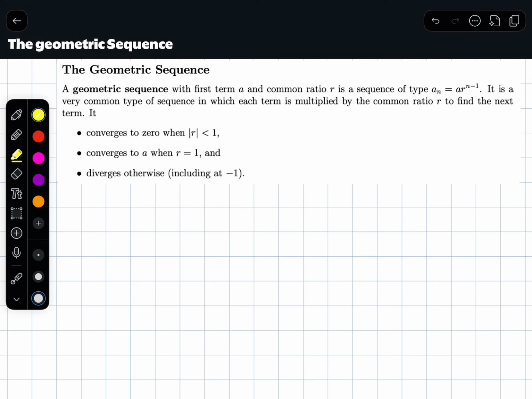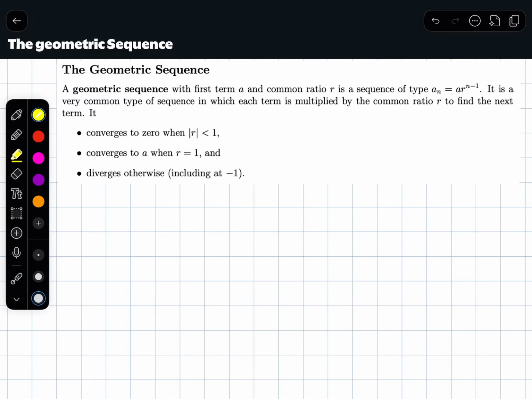I want to talk a little bit about the geometric sequence, which is a very specific, special type of sequence. This is not going to be a very long video with a detailed introduction and explanation of the properties of the geometric sequence. If you want that, you can find that online. What I want to do now is just call your attention to this particular sequence because it will be important later when we talk about series.